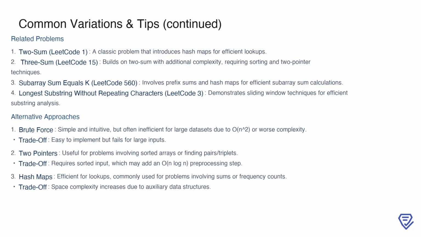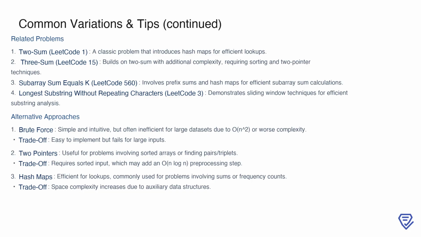To deepen your understanding, let's explore related problems and alternative approaches. Classic problems like Two Sum introduce the use of hash maps for efficient lookups. Three Sum builds on this by adding complexity, requiring sorting and the two-pointer technique. Subarray Sum Equals K leverages prefix sums and hash maps for efficient subarray sum calculations. Another highly relevant problem is Longest Substring Without Repeating Characters, which demonstrates how sliding window techniques can yield efficient solutions for substring analysis.